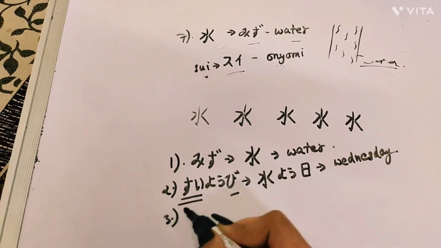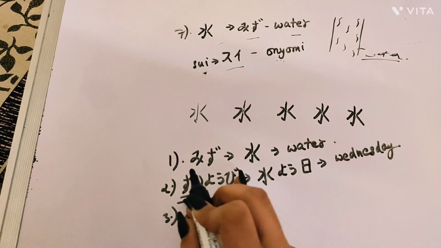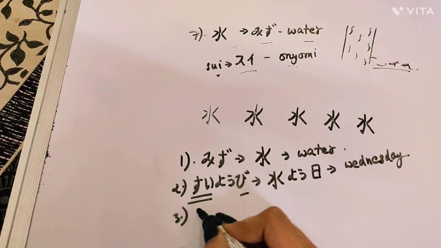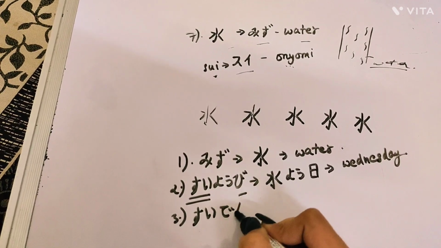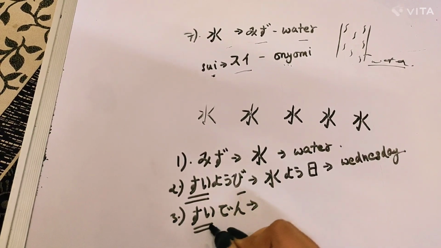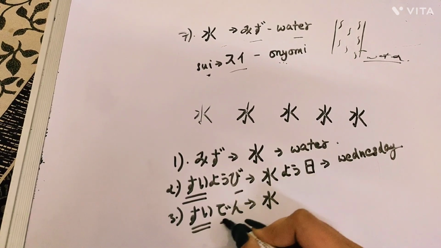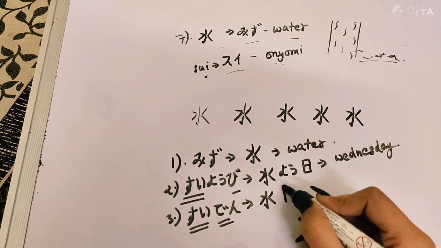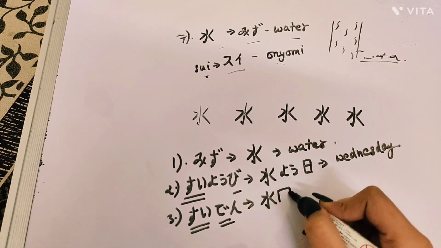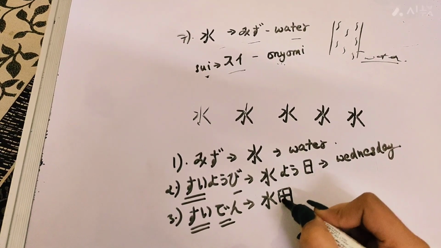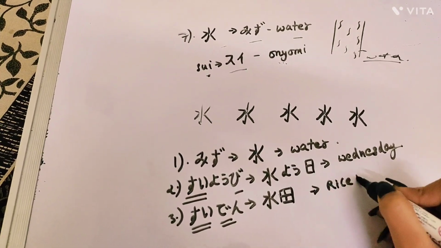Now third word is suiden. Sui, then den. Draw the kanji of sui. Now den, you know the kanji of den. Den is the onyomi of ta, right? Suiden means rice field.